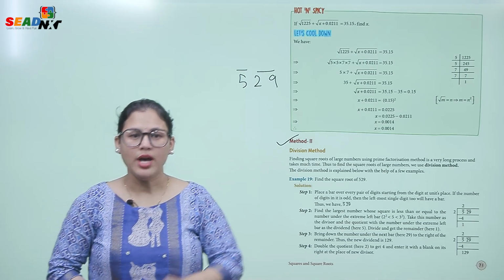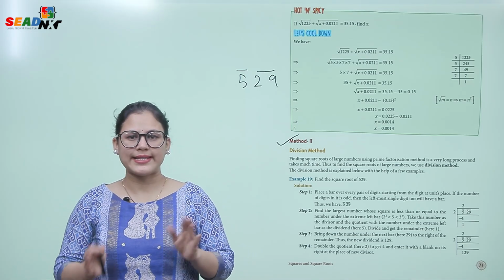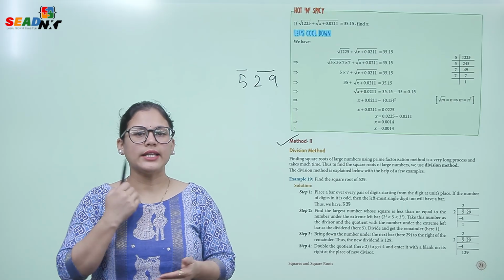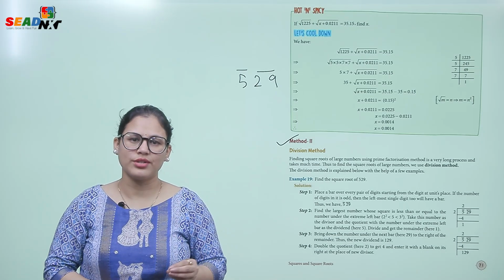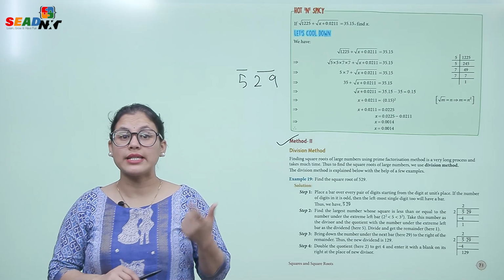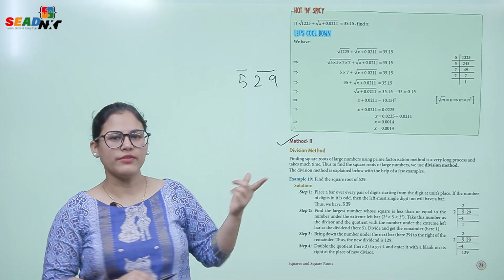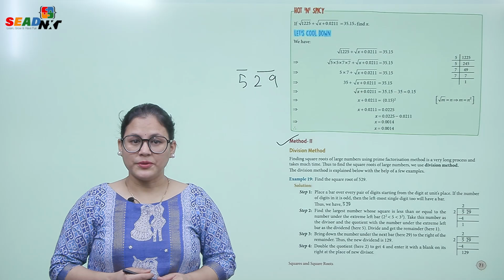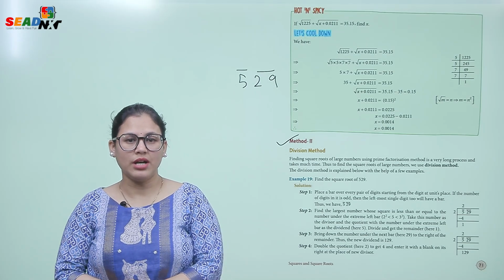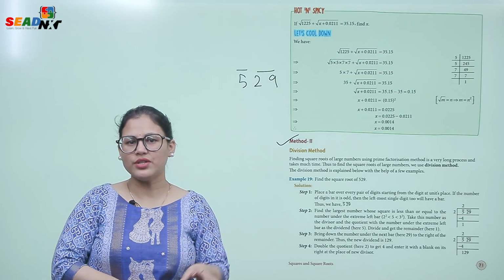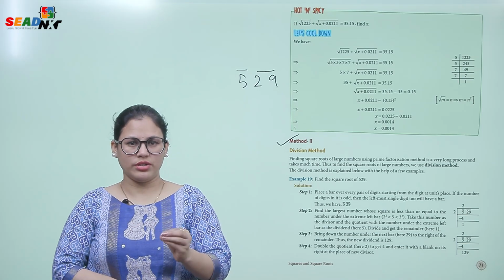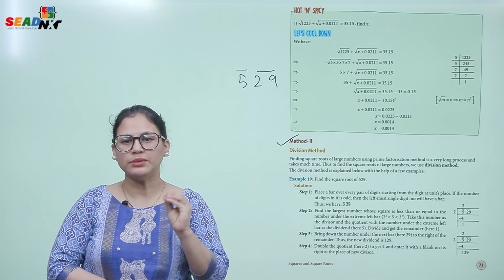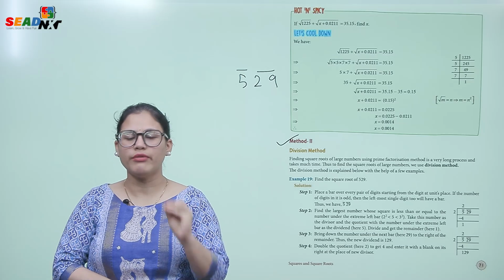Step 2, find the largest number whose square is less than or equal to the number under the extreme left bar. Take this number as a divisor and the quotient with the number under the extreme left bar as a dividend. Here, as you can see, 5. Divide and get the remainder. Step 3, bring down the number under the next bar to the right of the remainder. Thus, the new dividend is 129. Double the quotient to get 4 and enter it with a blank on its right at the place of new divisor.